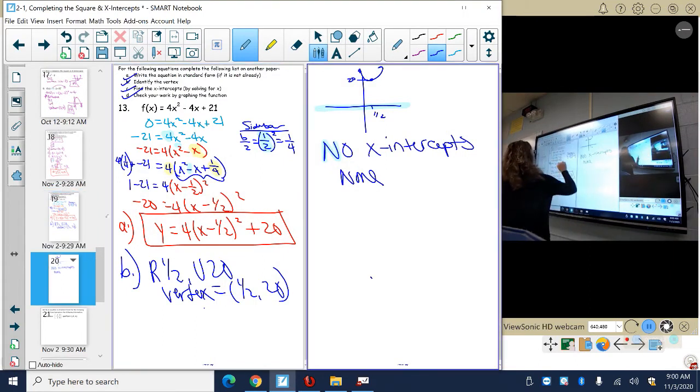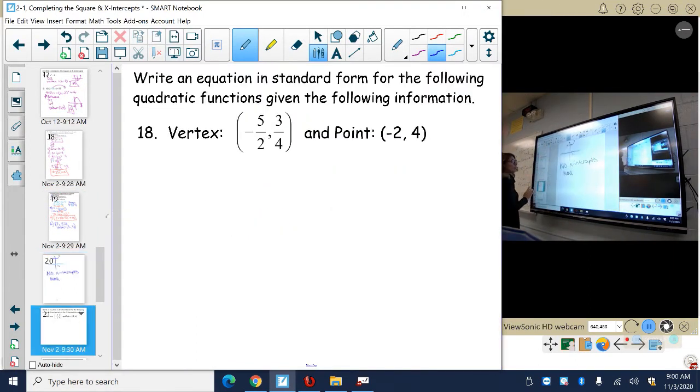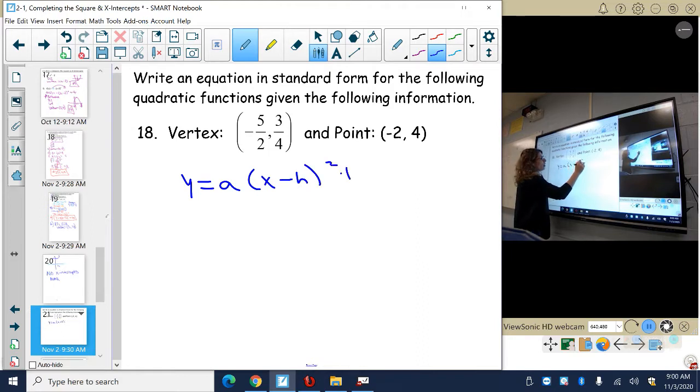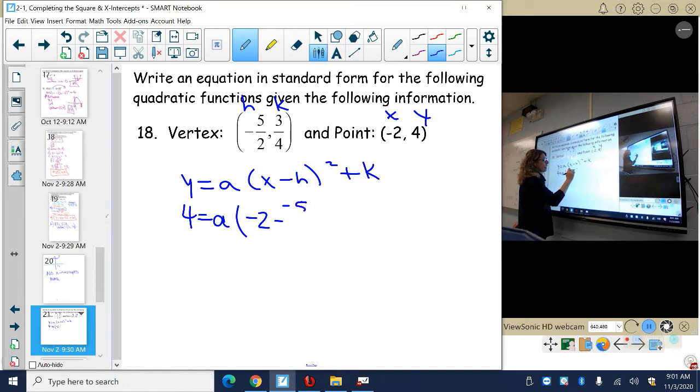Okay, next. Problem number 18. The directions say write an equation in standard form for the following quadratic functions given the following information. So what do I know? I know that y is equal to a times x minus h squared plus k. I know that's h, that's k, that's x, and that's y. I'm simply just going to plug all my values in except for a and solve for a. So y is 4, a I don't know, x is -2 minus a -5/2 squared, and then plus k, which is 3/4.